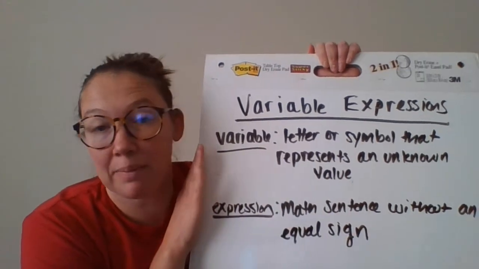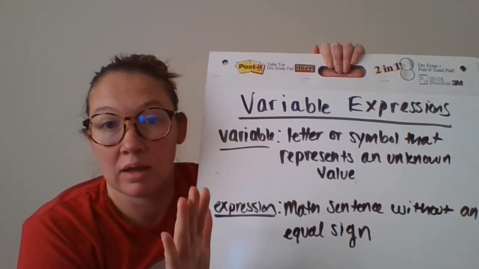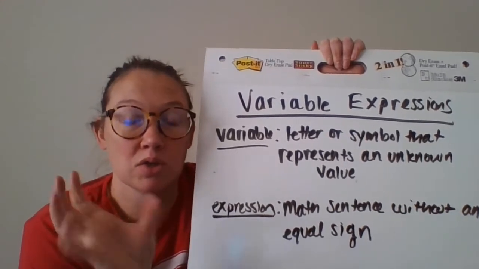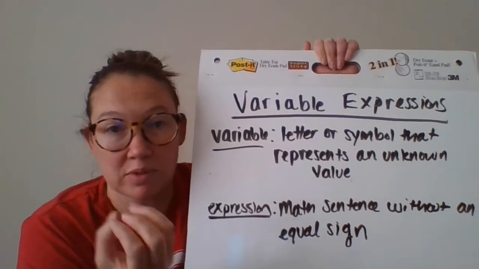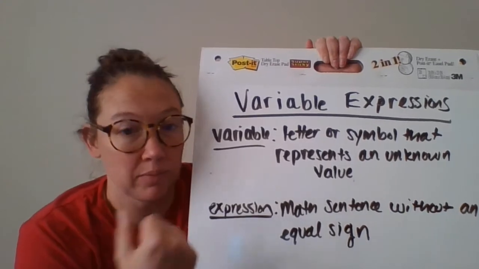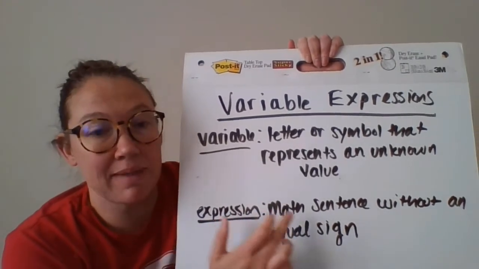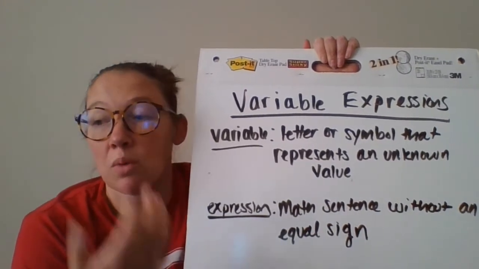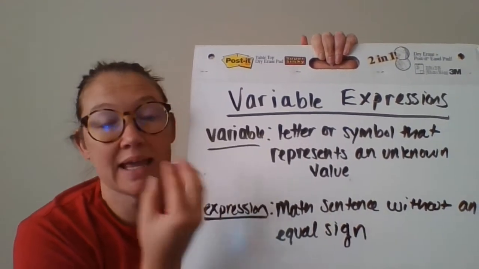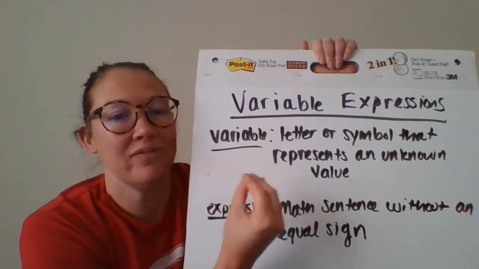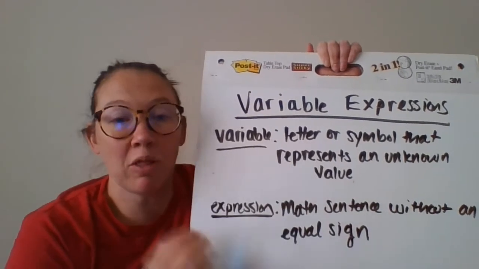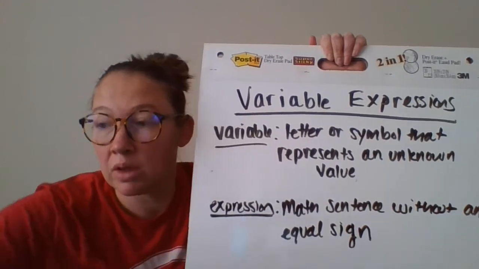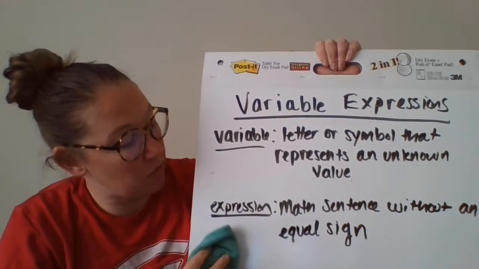That letter or symbol can be anything. It just is going to represent the number as an unknown. So if we don't know what the value is, we represent it as a variable. An expression is a math sentence without an equal sign. So what we're going to be doing is we're going to be taking these variables, we're going to give them a value, and then we're going to plug them in to these expressions, and we're going to solve them. Here's a few examples for you.